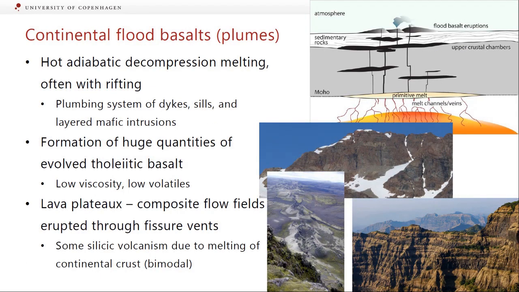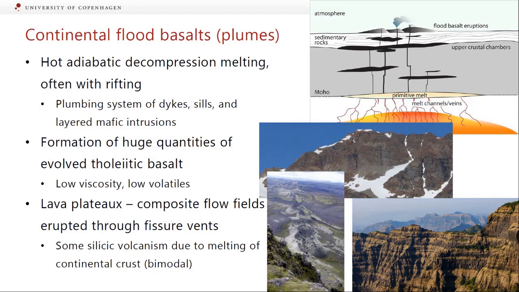For continental flood basalts, again it's a plume, but this is happening under a continent. So we have, again, higher temperatures, but continents, when a plume hits them, tend to rift. So similar to the mid-ocean ridges, we can get adiabatic decompression to a much lower level. If we have really high temperatures and shallow decompression, then we get an absolute huge amount of lava.